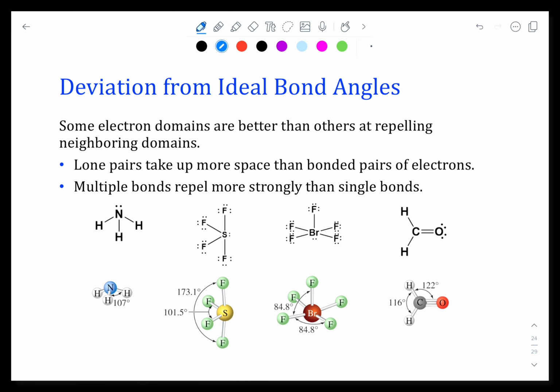Now, let's talk a little bit about bond angles and the effect that lone pairs and multiple bonds have on those angles. So we said that they don't matter in terms of electron domains, which is true, but they do change our bond angles a little bit more because they have a little bit more electrons. If you think about it, lone pairs are going to take up more space than bonded pairs of electrons, right? Because they're in kind of their own little bubble. They're not being shared or anything. So they are just by themselves, so they take up more space. And multiple bonds repel more strongly than single bonds because they have more electrons.